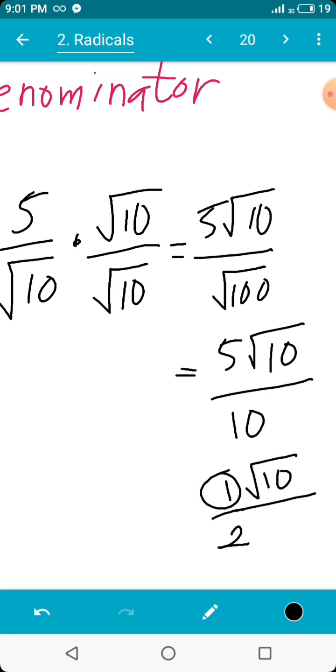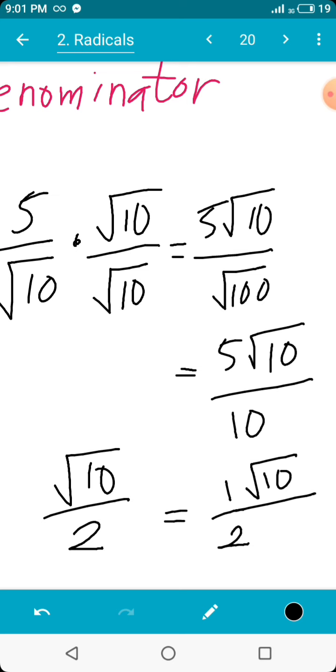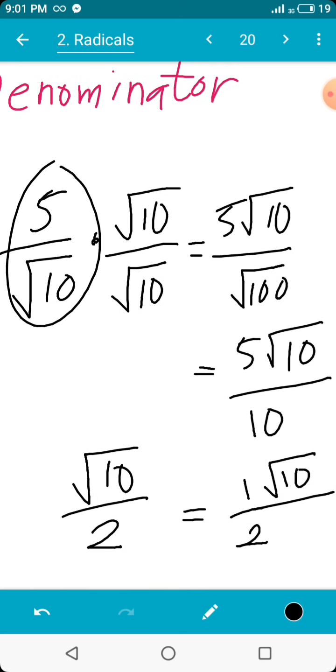Now, kung 1 lang din naman yung nasa labas, so we don't need to write that. So, it will just simply be square root of 10 over 2. So, yung 5 over square root of 10, naging square root of 10 over 2. So, nawala yung radical natin sa denominator. Okay? So, yun lang naman yung goal ng pag-rationalize ng denominator, guys.